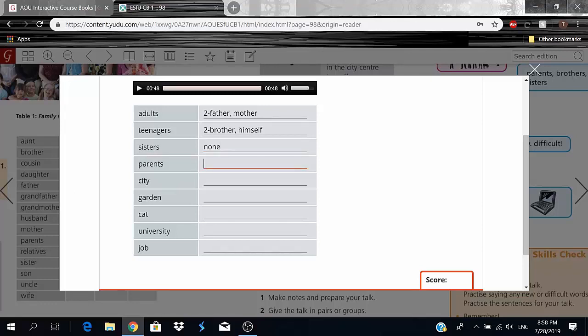Parents. So in parents, I think he said something along the lines of he lives with them. So I could just say lives with, right? And he also mentioned that they have a small house, so I could write that. So small house. Then we have city. So the city, actually remember this, he actually said that the city is 2 kilometers from his house. So I could say 2 kilometers from house. Okay?